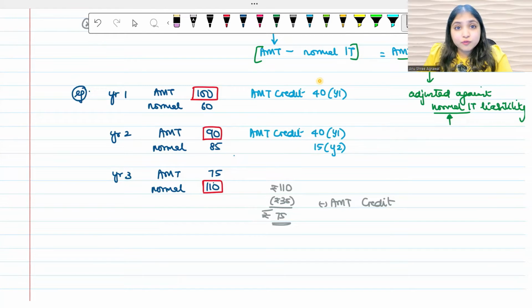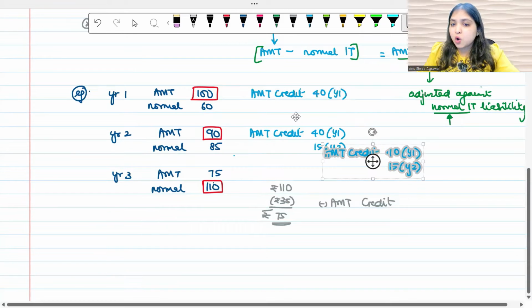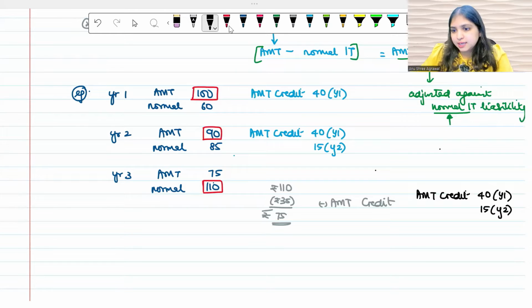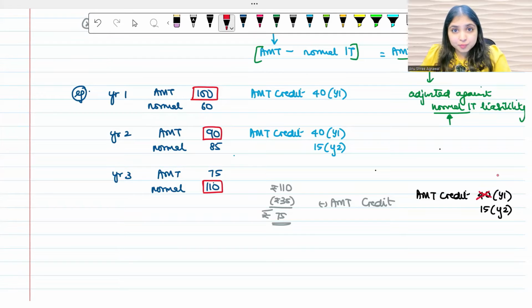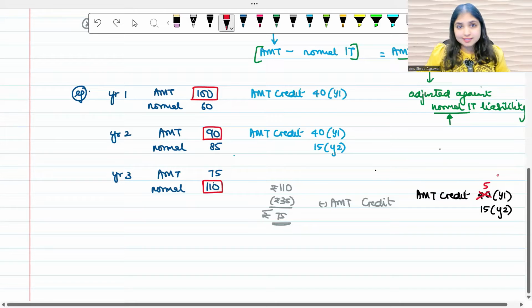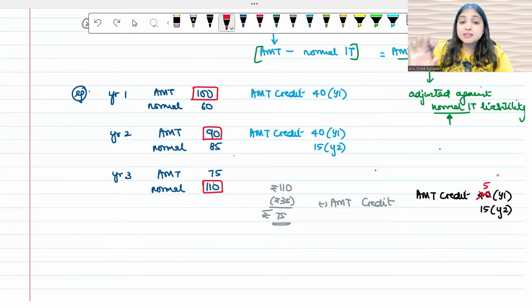Okay, so how will we adjust this now? We had AMT credit of 40 rupees belonging to year 1, and AMT credit of 15 rupees belonging to year 2. We are utilizing 35 rupees of AMT credit, so I'll say that I've utilized it from year 1. So I'm left with AMT credit of 5 rupees of year 1, and 15 rupees belonging to year 2. So 20 rupees of AMT credit is still remaining unutilized. You understood, everybody? This is how the whole concept of AMT works.